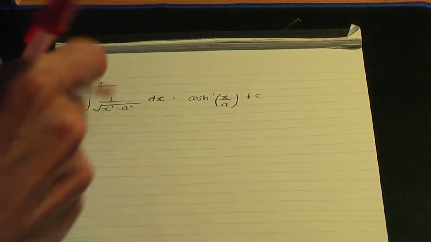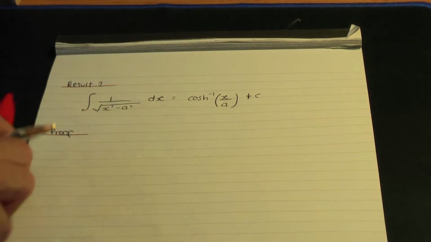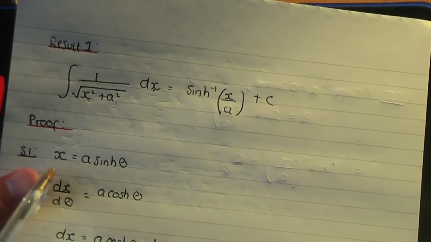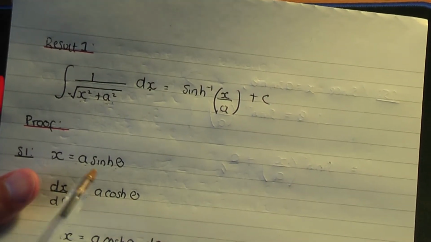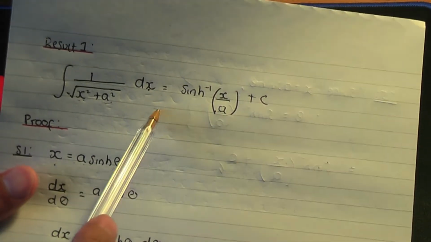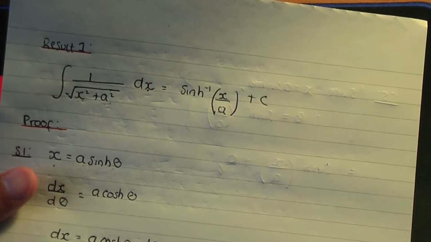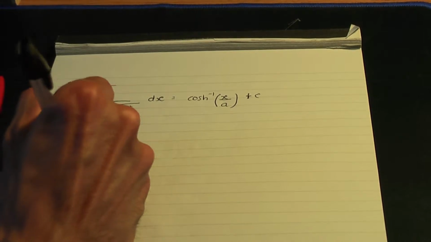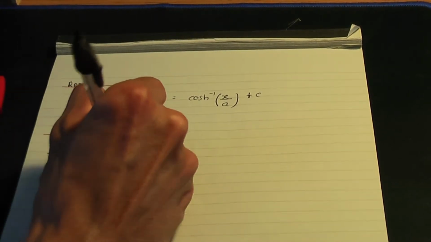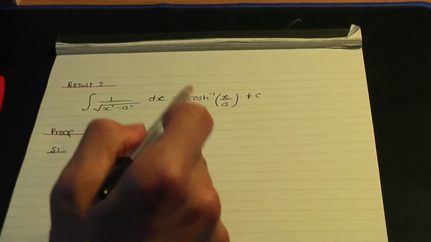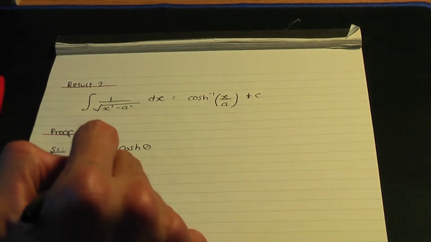Okay, so here's the method. In the previous result, to prove the inverse hyperbolic sine, we used the substitution x equals a hyperbolic sine theta. So in this particular case, we're going to use the substitution x is equal to a hyperbolic cos theta to prove the inverse hyperbolic cos relation.